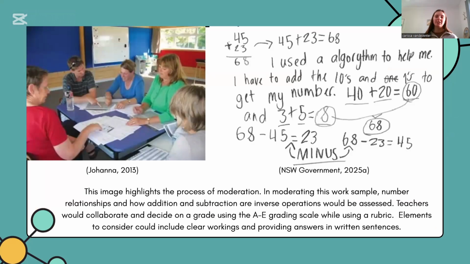This image highlights the process of moderation. In moderating this work sample, number relationships and how addition and subtraction are inverse operations would be assessed. Teachers would collaborate and decide on a grade using the A to E grading scale while using a rubric. The A to E grading scale measures student achievement and determines what grade description best matches the standards that the student achieved. Elements to consider could include clear workings and providing answers in written sentences.